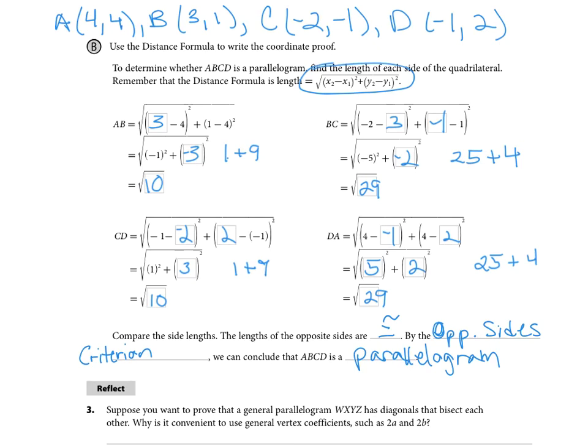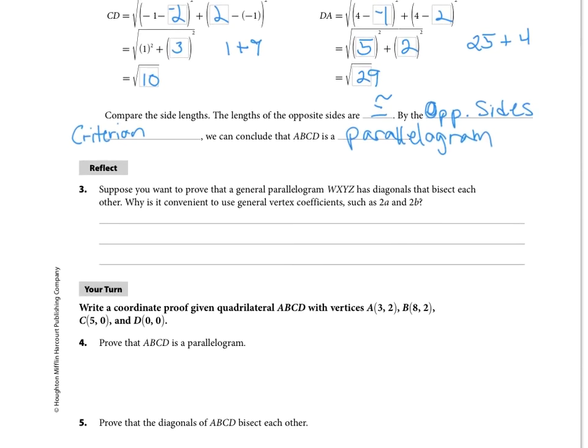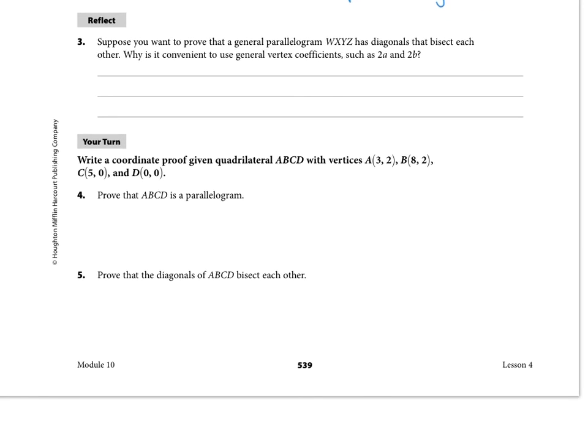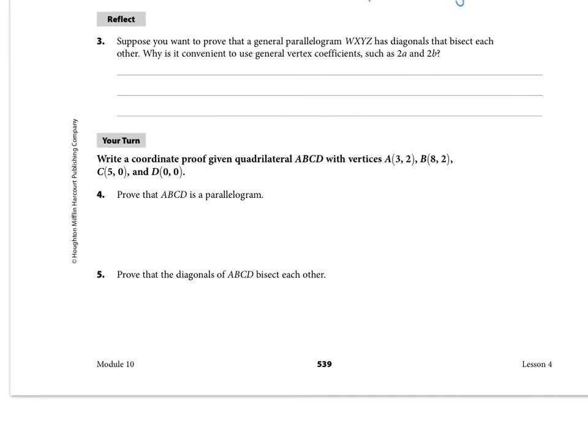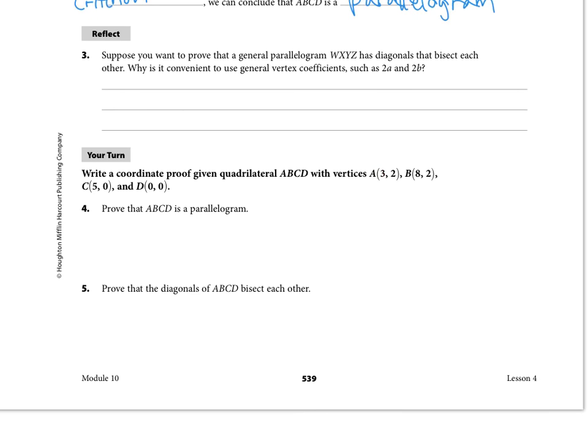And now we're going to do the your turns here at the bottom of this page. Your turn 4 and 5. It says write a coordinate proof. Again, just using the coordinates they give you. They give you A, B, C, and D, so make sure you refer to that for both problem 4 and problem 5. And then for number 4, just prove that it's a parallelogram. You can choose whichever way you want to do that. Looks like distance formula or slope formula would be acceptable.